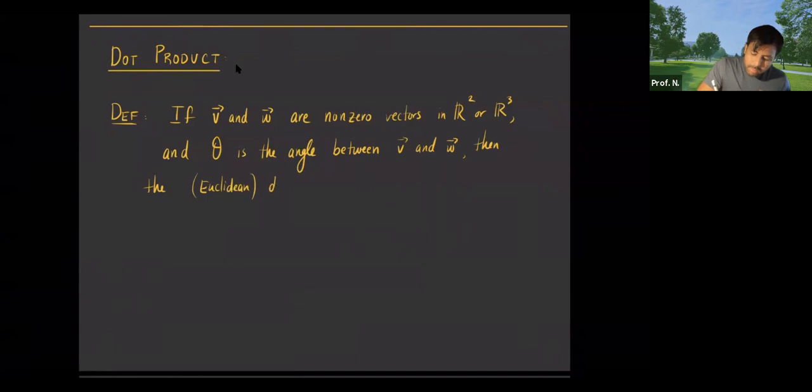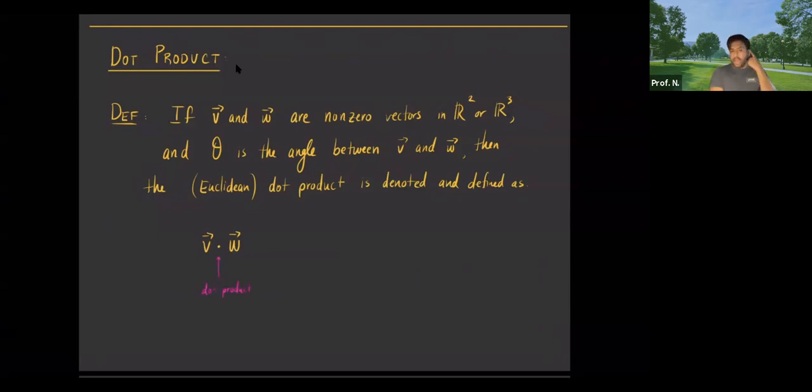So the Euclidean dot product is denoted and defined as follows: if we have V dot W, this dot literally means dot product. It is not multiplication in the sense of multiplying two numbers, because we don't have two numbers, we have two vectors. So the dot product is only applied for vectors only, nothing else.